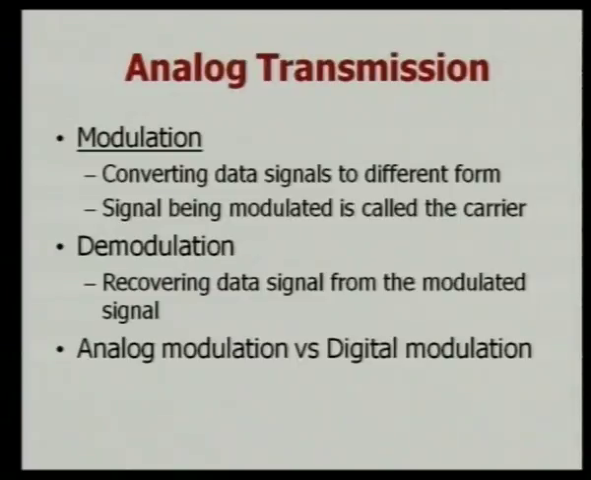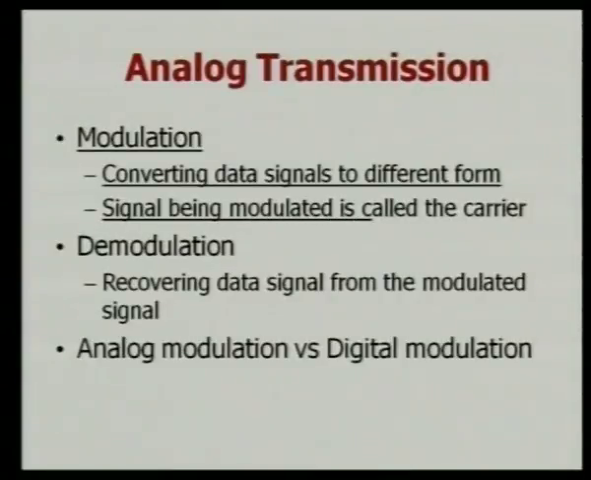Okay. So when we do analog transmission, there are two things that we need to do. We need to do modulation at one end and demodulation at the other end. So what is meant by modulation? Modulation basically is converting data signals to a different form. The data is available, it is to be converted to a different form, and if you are looking at analog transmission, it is going to be converted to an analog form.